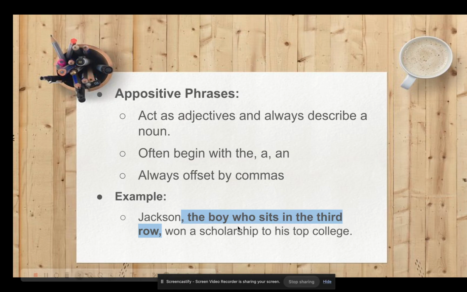So look down here. Jackson, comma, the boy who sits in the third row, comma, won a scholarship to his top college. So I could remove the highlighted blue part and just say, Jackson won a scholarship to his top college, right? It begins with the. It is describing Jackson. It is right next to the word Jackson, which is a noun. So this whole thing, the boy who sits in the third row, is acting as a giant adjective describing a noun, Jackson. Can we remove it from the sentence and it makes sense? Absolutely. Jackson won a scholarship to his top college. That is why you offset it by commas. It's not essential, it's just helpful.